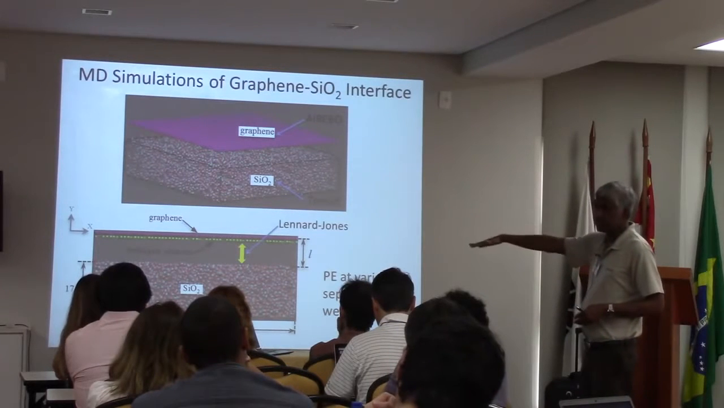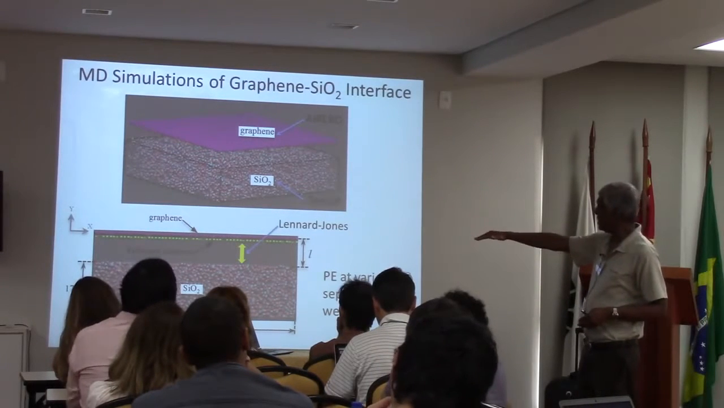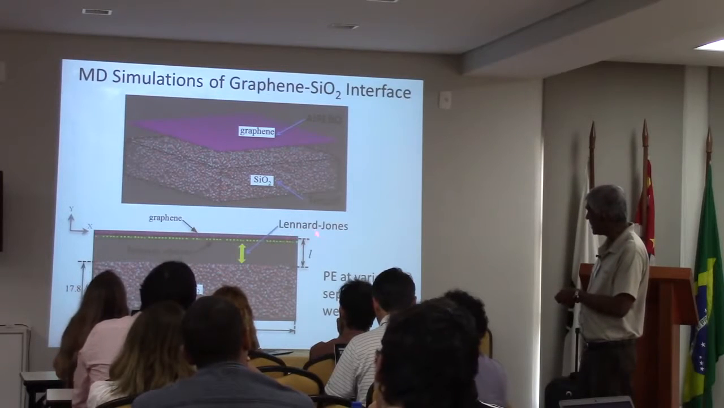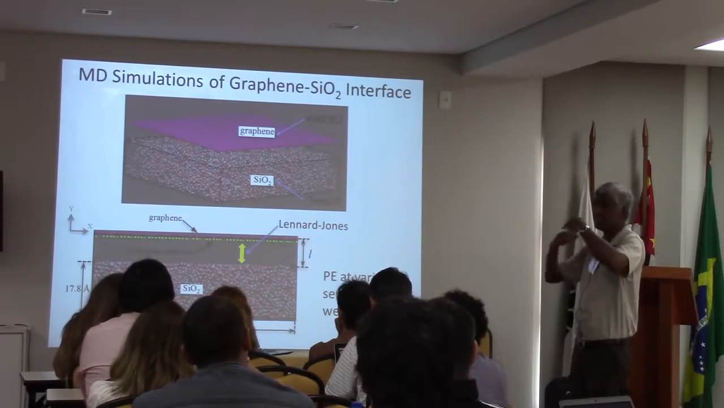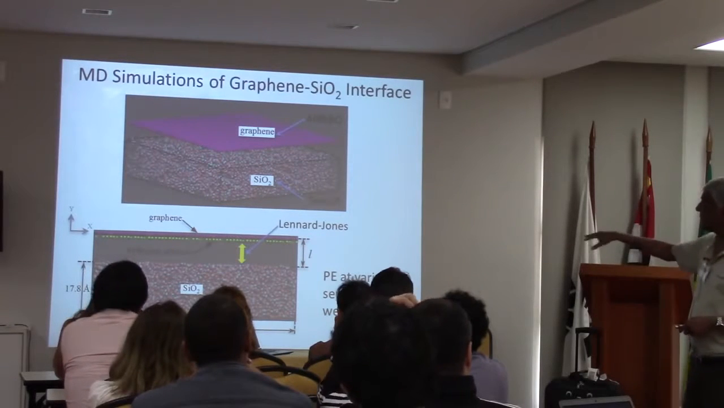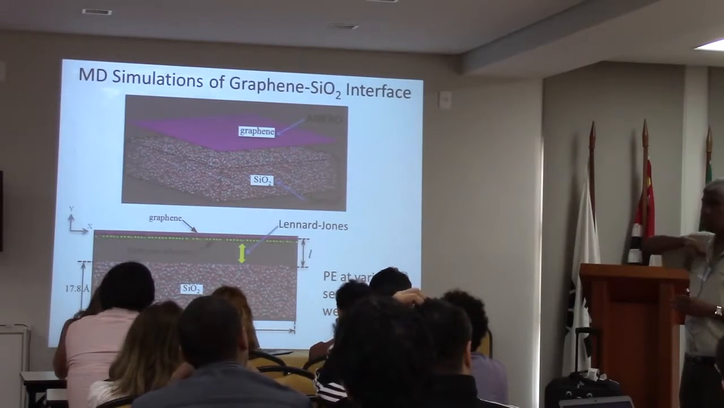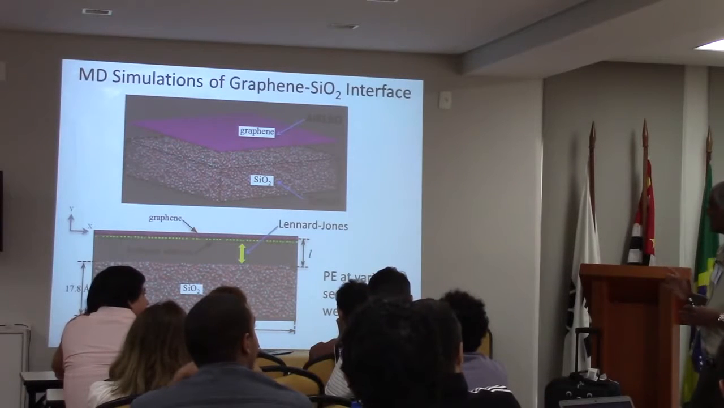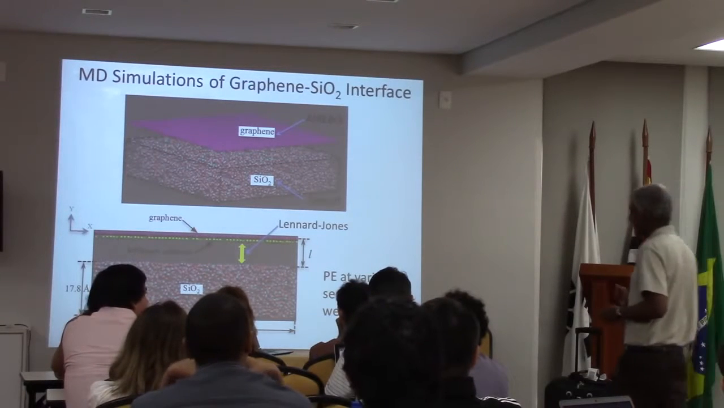This is very expensive, okay? So we actually did energy calculations at different distances. Once you do the energy calculation at different distances, you can plot it, take the derivatives, and then calculate the cohesive energy and so on.